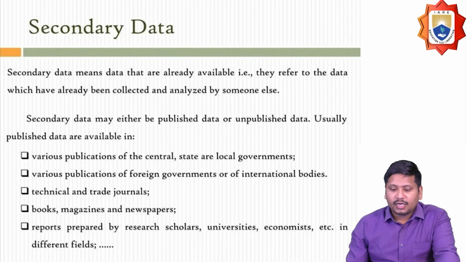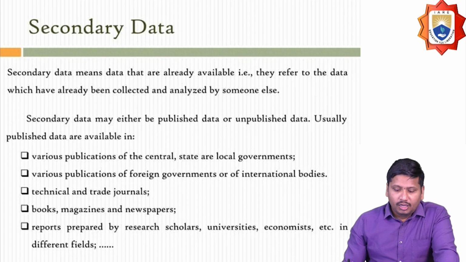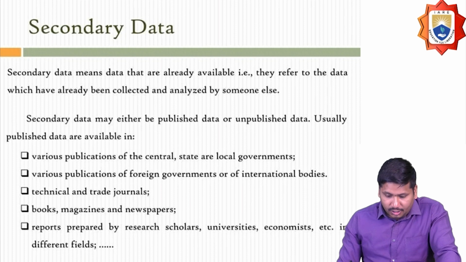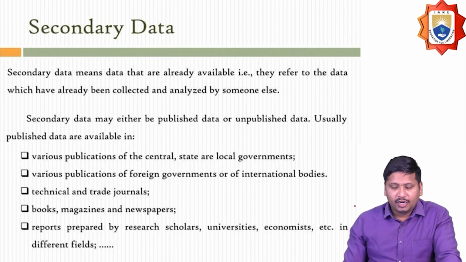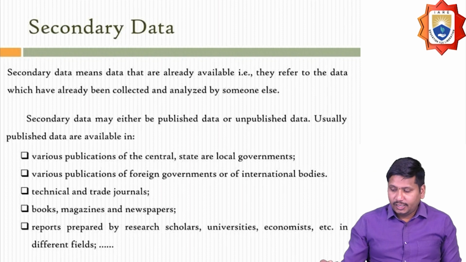So secondary data may be either published or unpublished. Published data is available in various publications of central, state, and local governments, publications of foreign governments or international bodies, technical and trade journals, books, magazines, newspapers, and reports prepared by research scholars, universities, and economists in different fields. These are the various sources of secondary data.